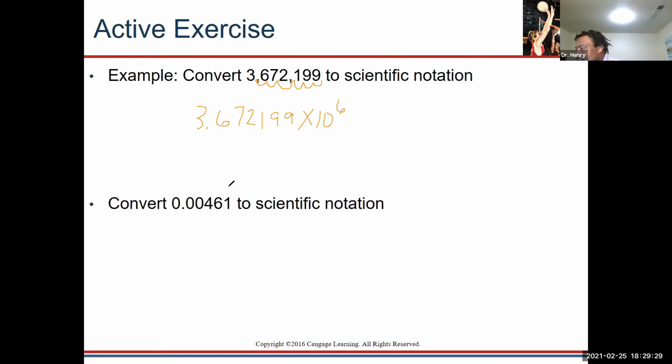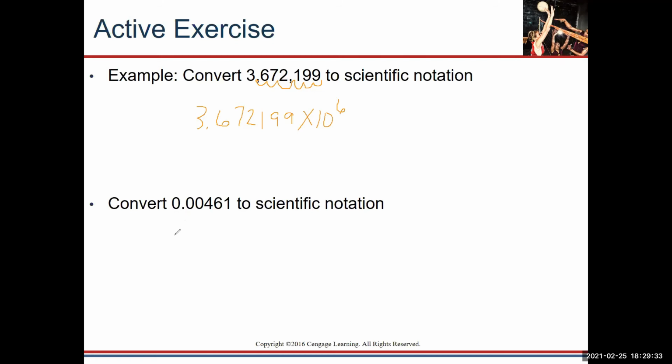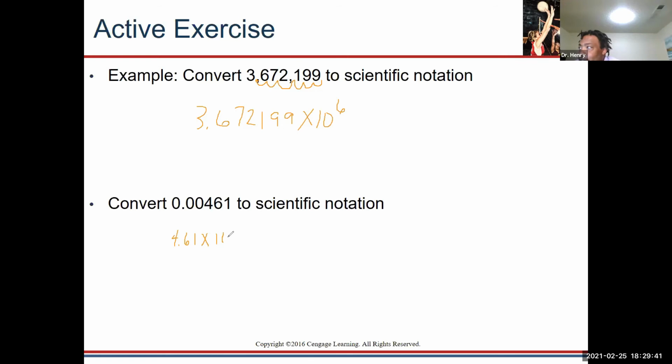Okay, what about this guy? It will be 4.61 times 10 to the negative 3. 1, 2, 3, 4. Negative 4? No, negative 3. 1, 1, 2, 2, 3, 3, 4. Oh, 3. And go to 3. Yeah, you're right. You're right, guys.